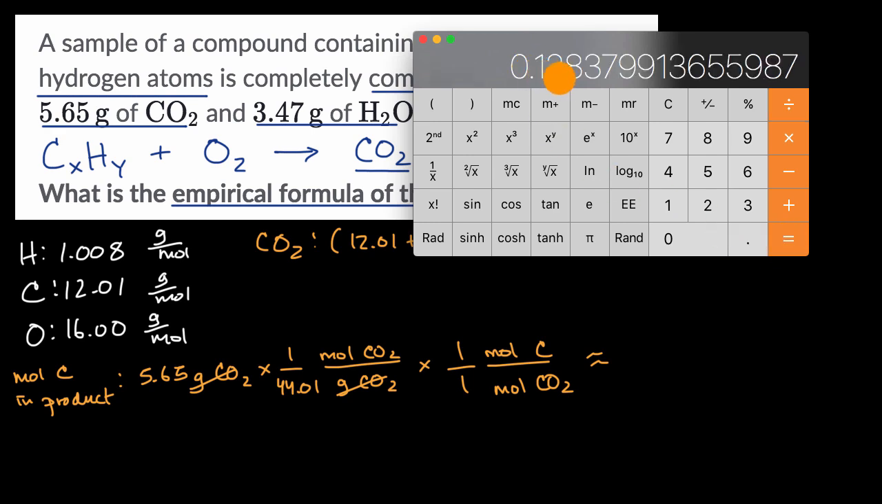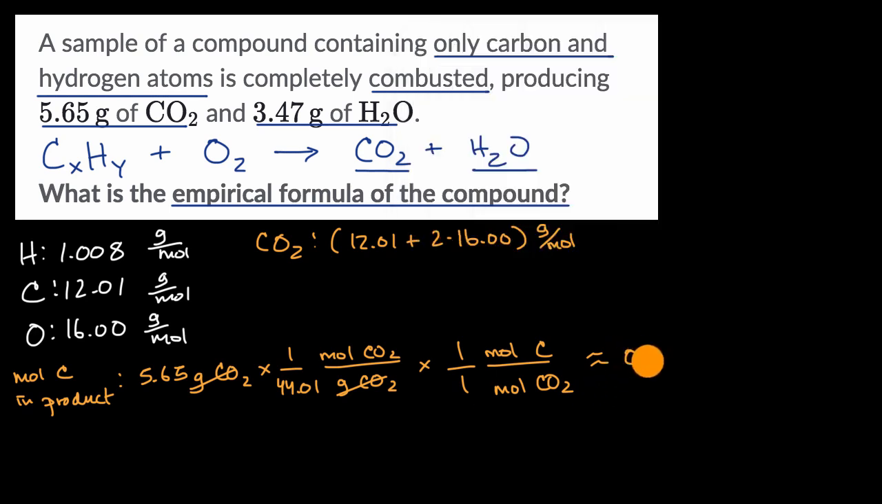That is equal to, I'll round it to 3 digits here, 0.128. My units here are, let's see, the grams of carbon dioxide cancel with the grams of carbon dioxide, the moles of carbon dioxide cancel with the moles of carbon dioxide. So I am exactly where I want to be. This is how many moles of carbon that I have.